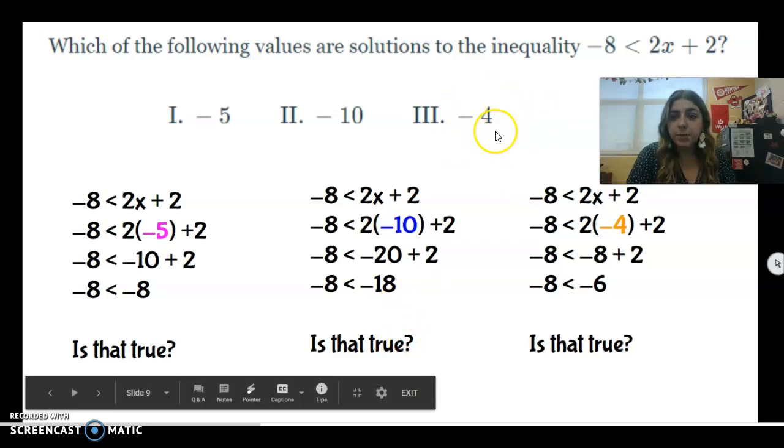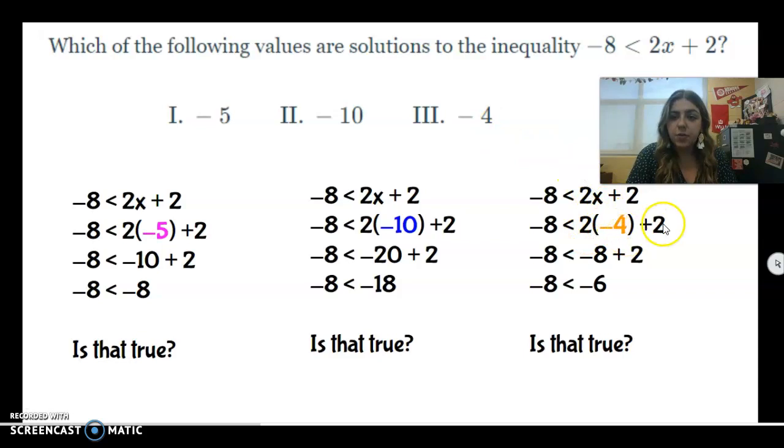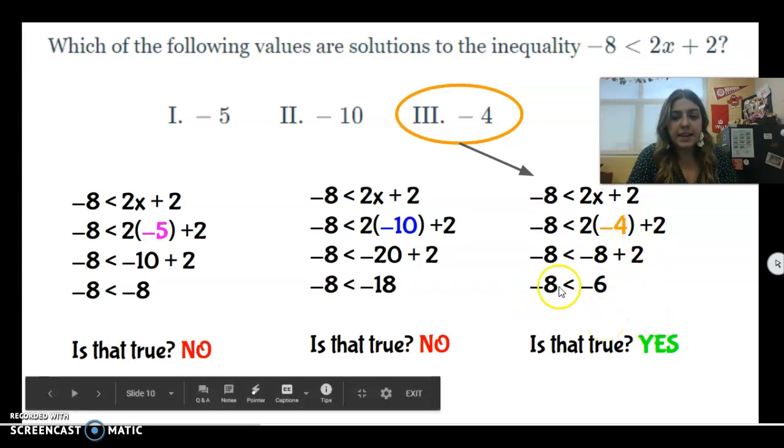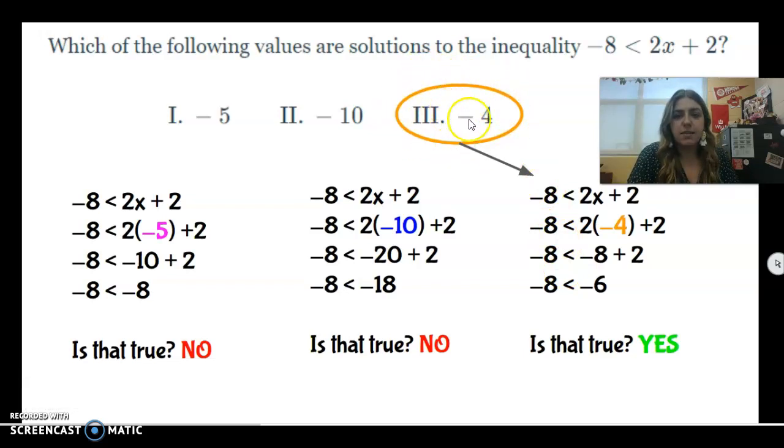Lastly, I have negative 4. So I do 2 times negative 4 plus 2, which is negative 8 plus 2, which is negative 6. Negative 8 is less than negative 6. Is that true? So the only one that gave us a true statement was the last one, right? Because negative 8 is less than negative 6. That is true. So when I was putting in my answer, I would just say the third option, or negative 4. That is the only solution to that inequality.